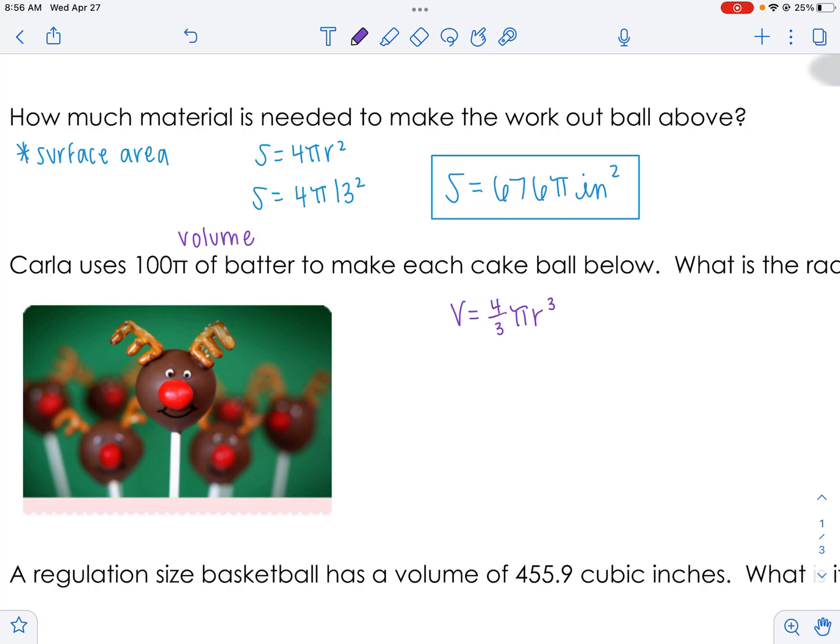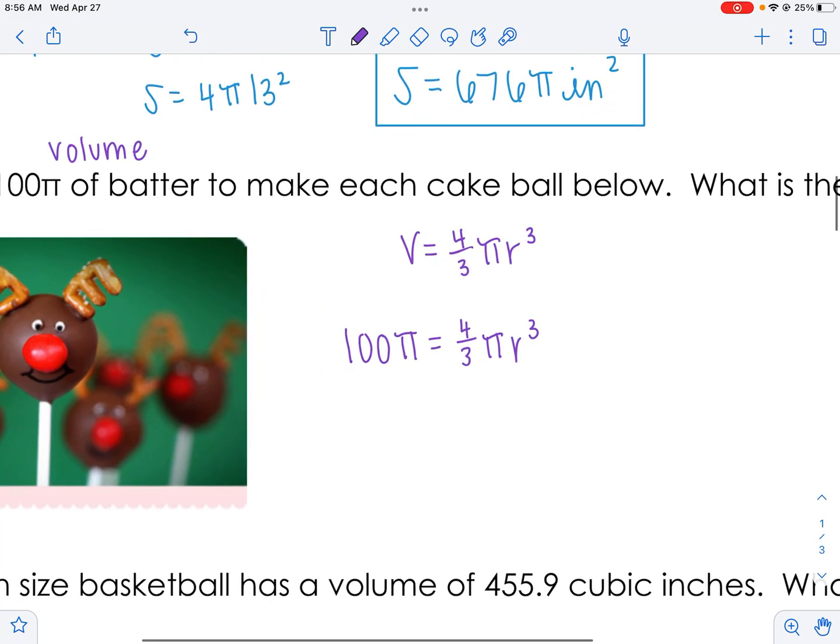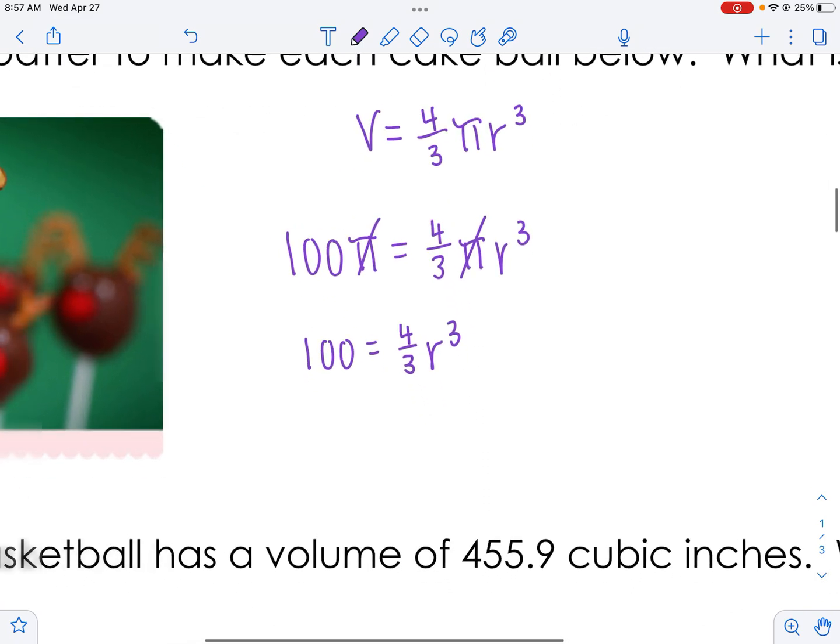So the volume is 100 pi. So I have 100 pi. I don't know the radius. I'm trying to find it. Equals 4/3 pi r cubed. Now, if you have a pi on both sides, you can just take it out, which is what I'm going to do. So now I have 100 equals 4/3 r cubed. Remember that the opposite of 4 over 3 would be 3 over 4. So now I'm going to get rid of that part. So now I'm going to do times 3/4. And 100 times 3/4 would just be 75 equals r cubed.